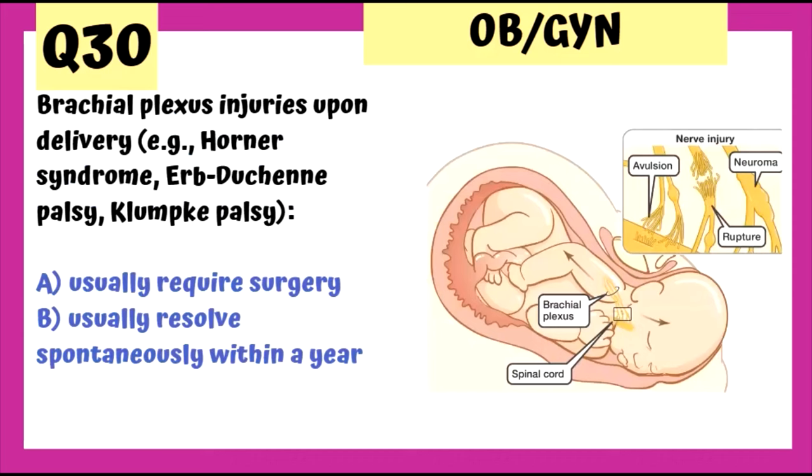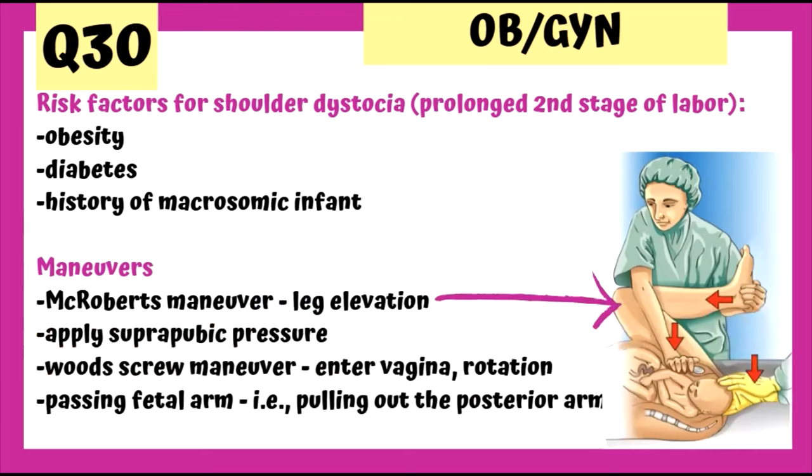Question 30, brachial plexus injuries upon delivery. What's the answer over here? They usually resolve spontaneously within a year. Risk factors for shoulder dystocia, which we wrote over here, are obesity, diabetes, and history of macrosomic infant. Maneuvers which are performed are both the McRoberts maneuver, where there's leg elevation, and suprapubic pressure, which we apply. You can take a look at the other maneuvers which may be applied over here on the bottom.